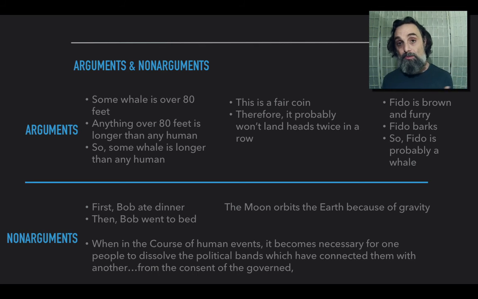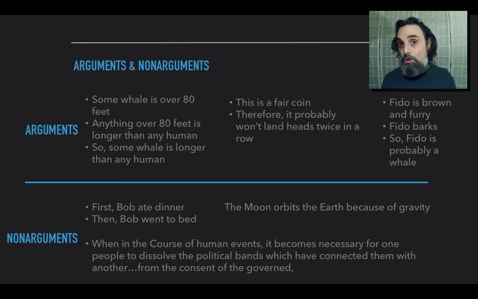And then the Declaration of Independence reading, they're just a bunch of assertions. They fit together to form a coherent worldview, whether or not it's true, but they're just laying out the worldview, as is the moon orbits the earth because of gravity. Okay? So arguments: premise, conclusion. The premises are the reasons or the evidence to believe that the conclusion is true.